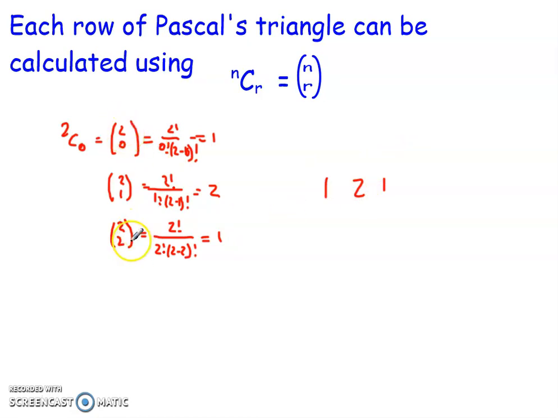If I was to then do it, I would get the third row if I did my 3Cr. And if I did the whole lot of that, I would end up getting the next row of Pascal's triangle. If I did 4Cr, I'd get the fourth row of Pascal's triangle.